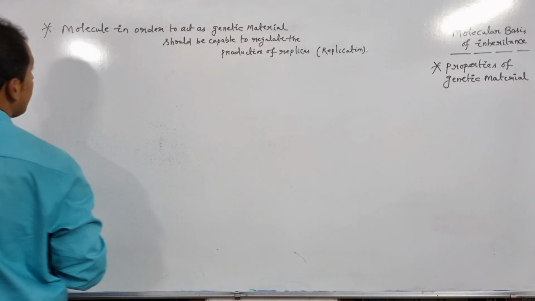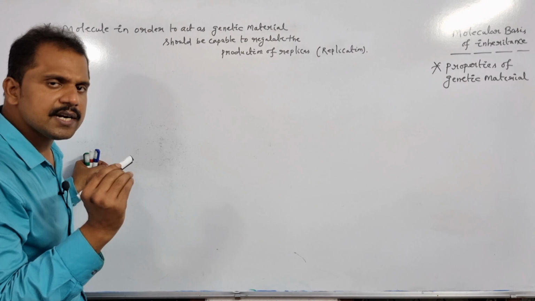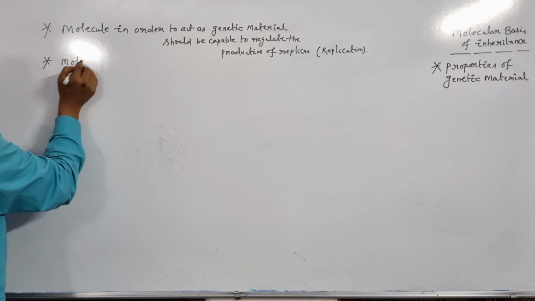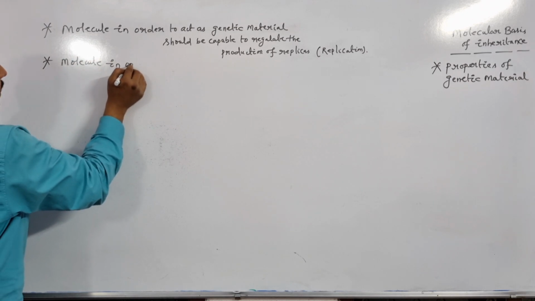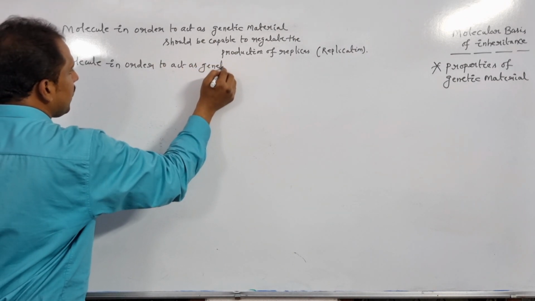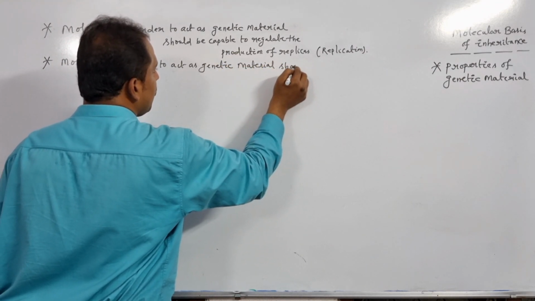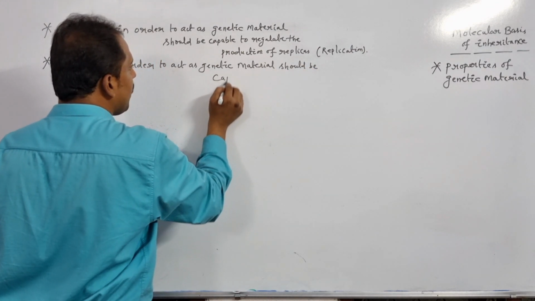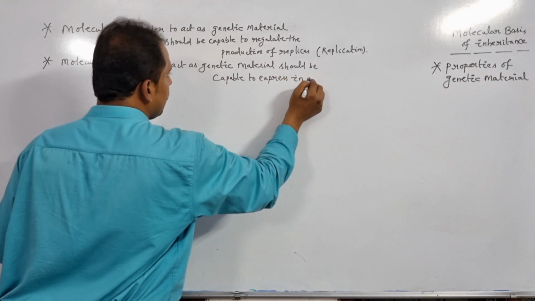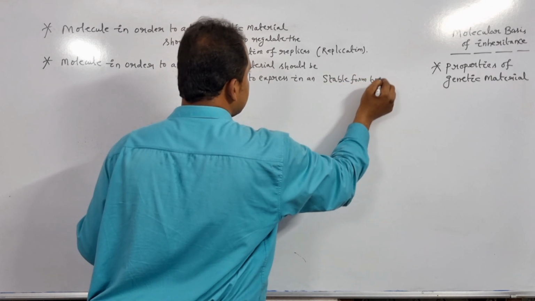Then in the same way, a molecule, in order to act as genetic material, should be capable to express in a stable form, both structurally and chemically. Is it clear?